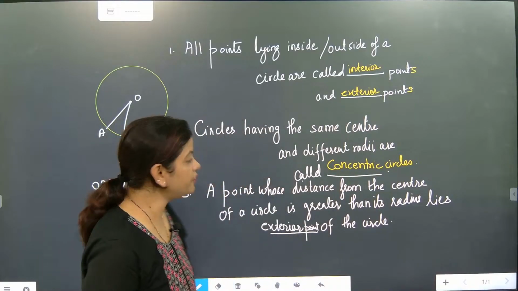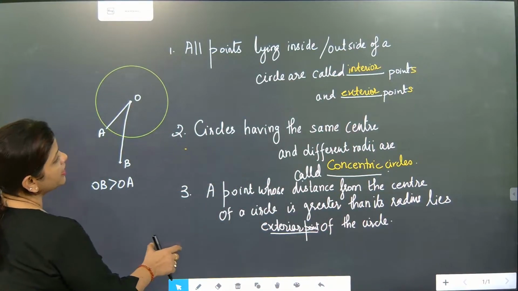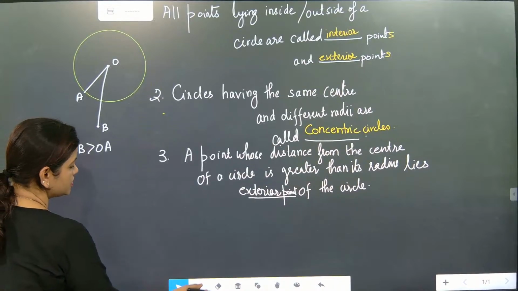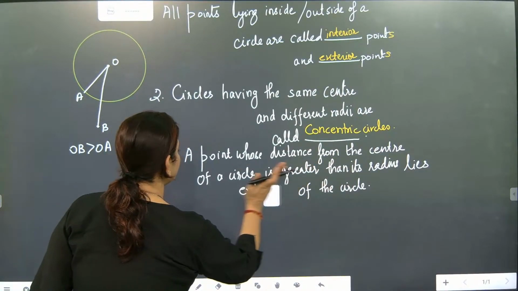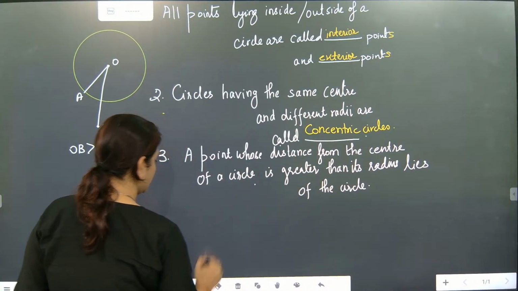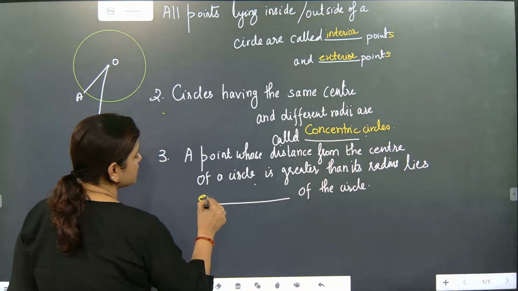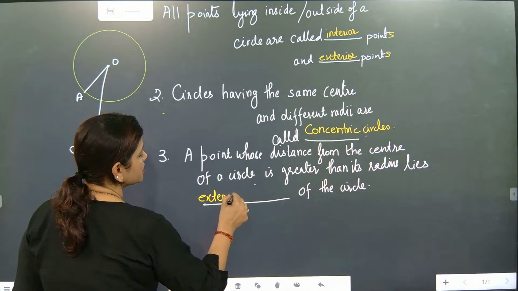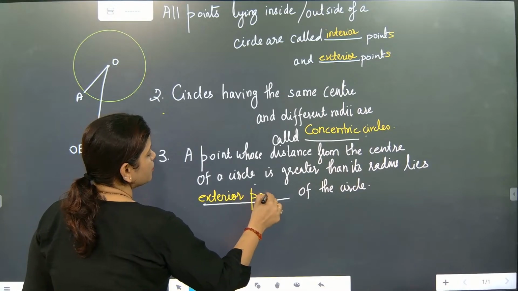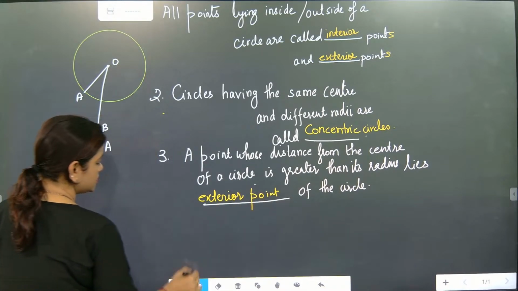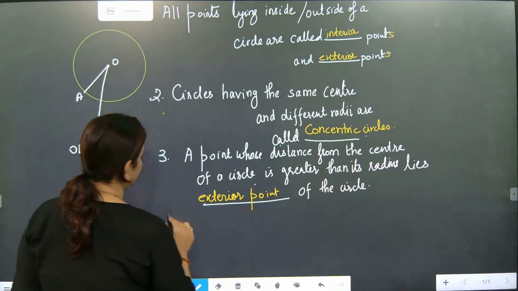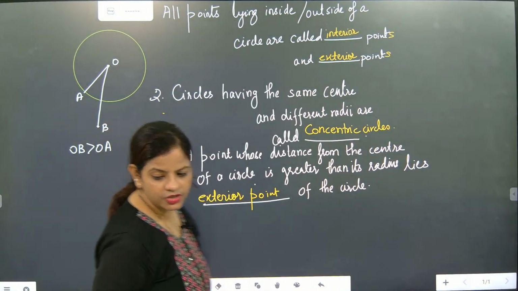Now are we ready for the next question? So now write the next question, exterior point of the circle. We'll write with yellow color so it will be understandable. Exterior point of the circle. Now we are going to understand the next question.